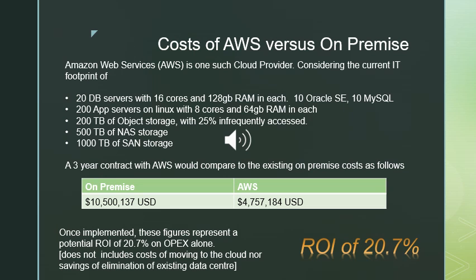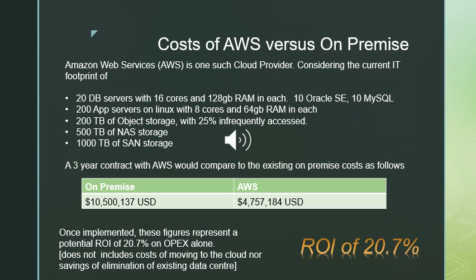Now let's consider the costs of a cloud implementation versus its on-premise alternative. Amazon Web Services, AWS, is one such cloud provider. Considering the current IT footprint of 20 database servers, 10 Oracle, 10 MySQL, 200 application servers on Linux, 200 terabytes of object storage, 500 terabytes of NAS storage, and 1,000 terabytes of SAN storage, a 3-year contract with AWS would compare to the existing on-premise costs as follows.